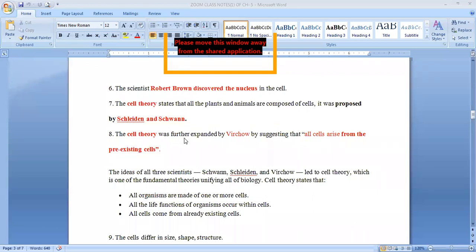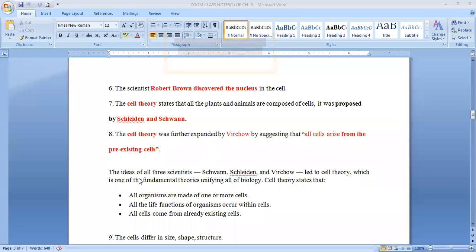The cell theory was further expanded by Virchow by suggesting that all cells arise from the pre-existing cells. What does it mean? He told that the cells will not generate from anywhere. The new cells are always made from the pre-existing cell. Pre-existing cells means the cells which are present, and the cells divide to make the new cells. So these three statements together are known as the cell theory, right?